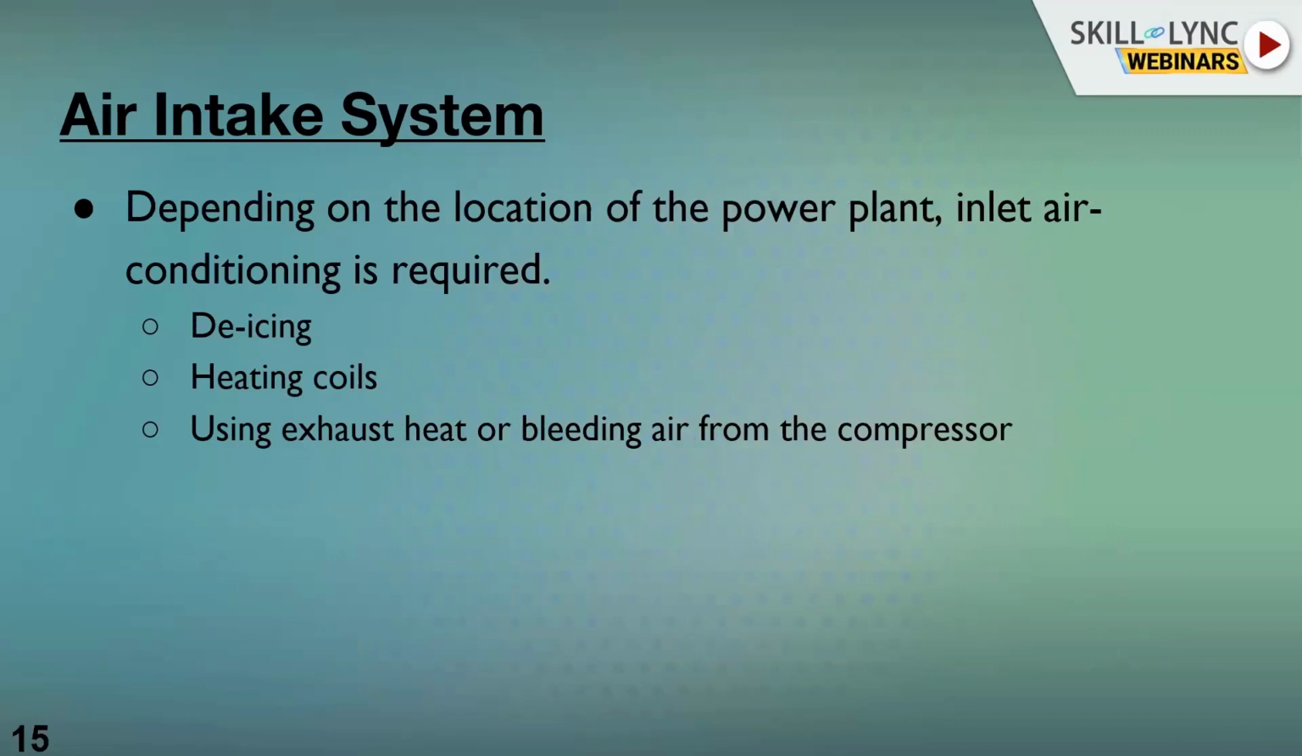Okay. And for the air intake system, depending on where the power plant is located, we need inlet air conditioning. For example, if the unit is located in a desert area, that means there are obviously extreme temperatures over there. So when we try to operate the plant at an extreme cold temperature, we need the air again to come to a level that we desire. So for that, we need de-icing.